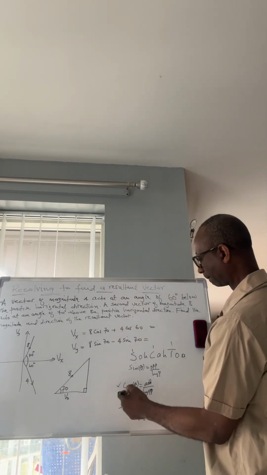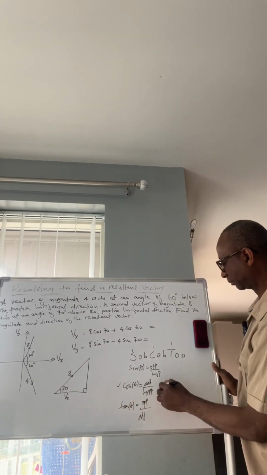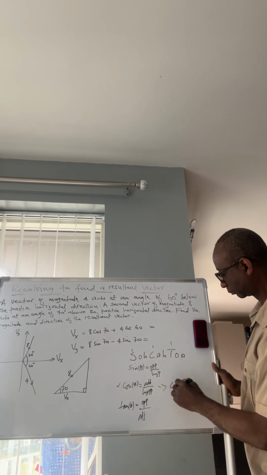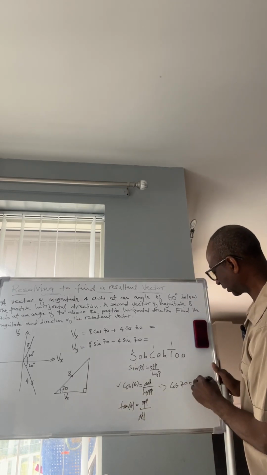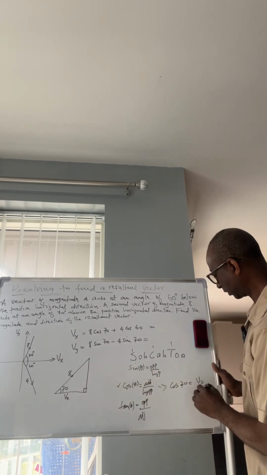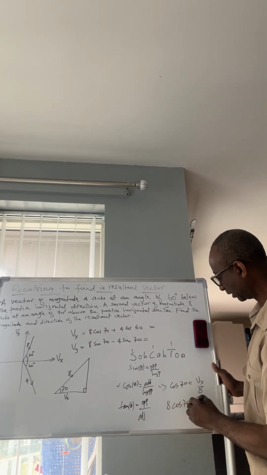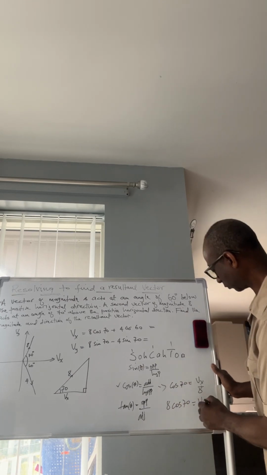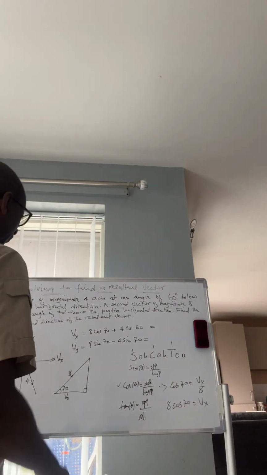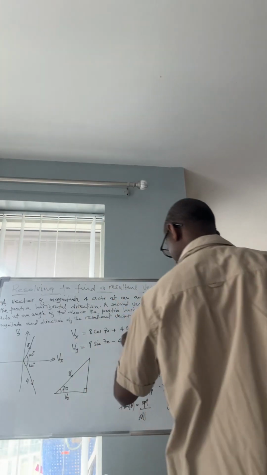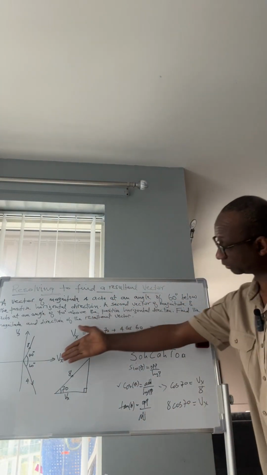Now, the cosine of 70 is equal to the adjacent, which is Vx in that case, all over the hypotenuse, which is 8. So now you will have 8 cosine of 70 equals Vx. Because we want Vx, we are resolving along the positive x direction. So we want Vx. So this is how we got them here. Vx, 8 cos 70.